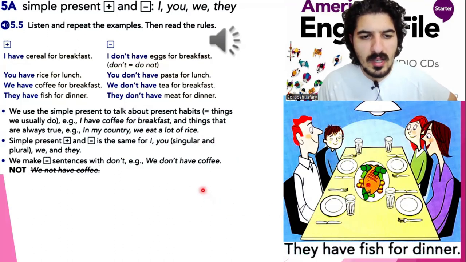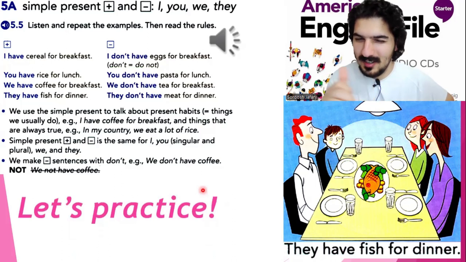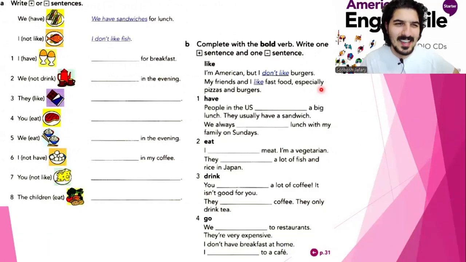Not bad. Now, I need you to practice with me, of course. Let's get to it. Time to show me what you got. Everybody, I have two exercises for you. A, write positive or negative sentences. For example, look, we have sandwiches for lunch. I don't like fish. Just like the example.